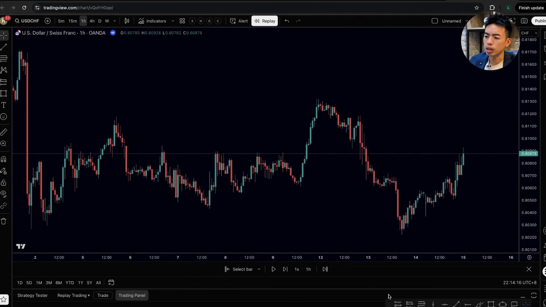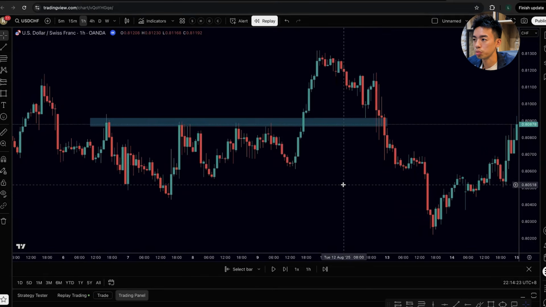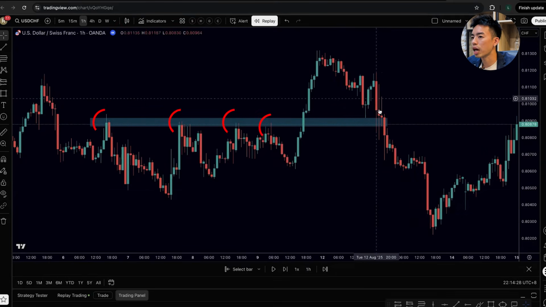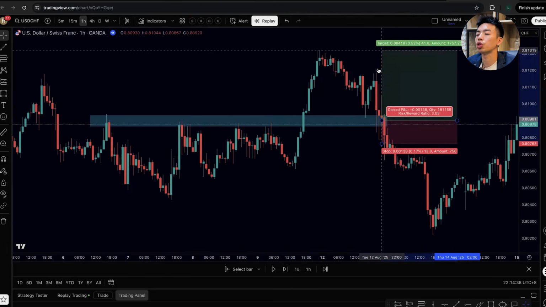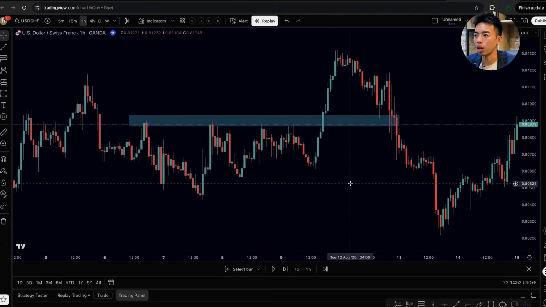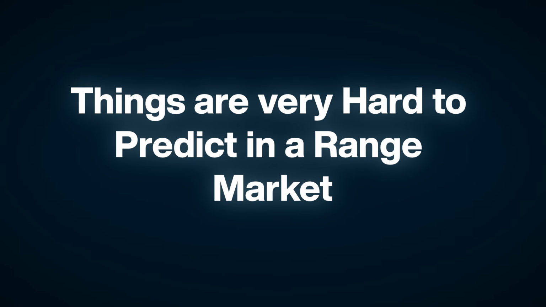For example, if you look at this area right here, if I were to draw out a zone right here, okay, and if I zoom in right there, that looks like a strong memory spot, doesn't it? However, when price actually pulls back into it, we do not actually have a move away. If our trade was set up like this, price just continued to collapse to the downside, leaving us with nothing but another disappointment. Okay, all because we are not in a trending state, we are in a range, and things can really go sideways for a very, very long time, making things very, very hard to predict.